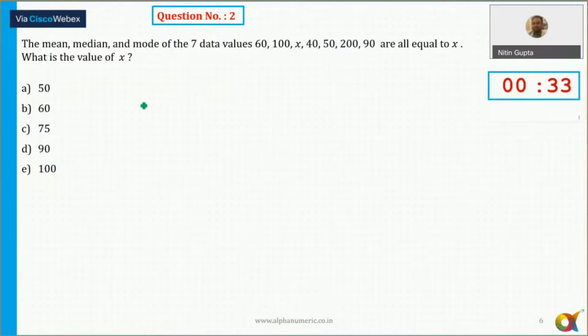It says the mean, median, and mode of the 7 data values are all equal to x. So mean is also x, median is also x, mode is also x. So median is x, so I can say x is my middle term. And I can arrange the rest of the numbers. There are 7 numbers, like 40, 50, 60, and so on. So let me arrange all the numbers: 40, 50, 60, then followed by x, then 90, 100, and 200. And x is my middle term here.